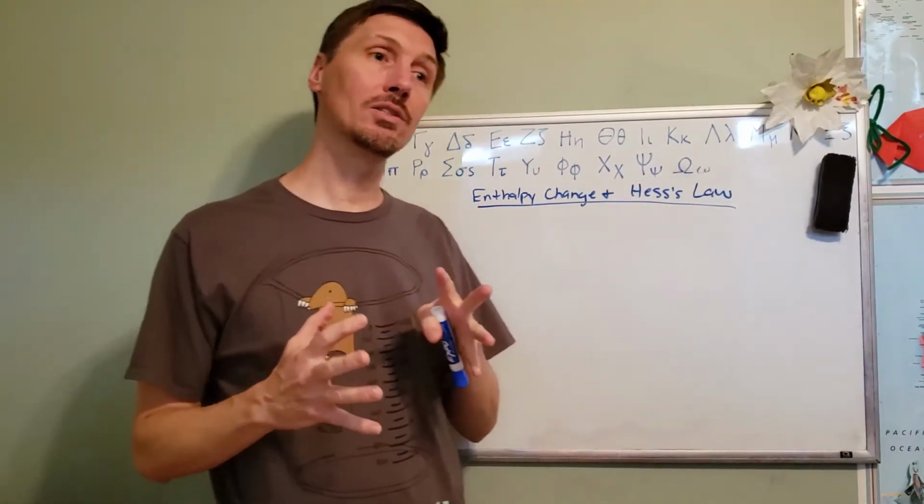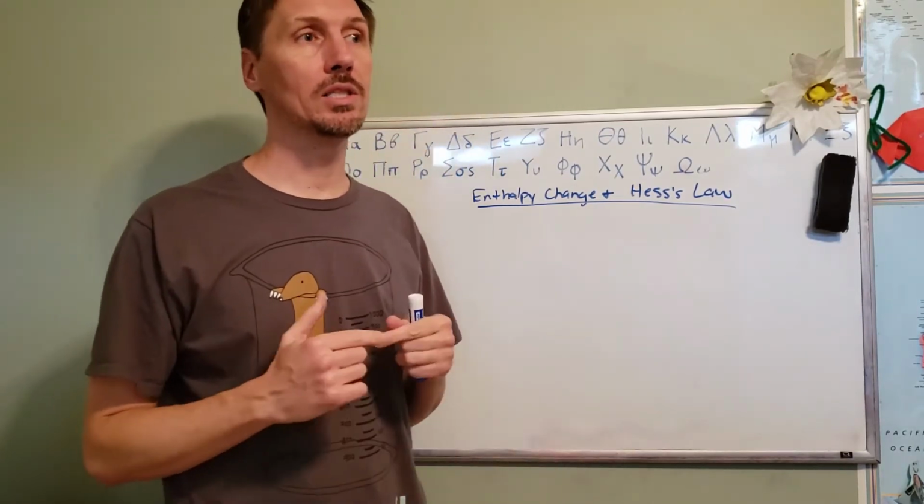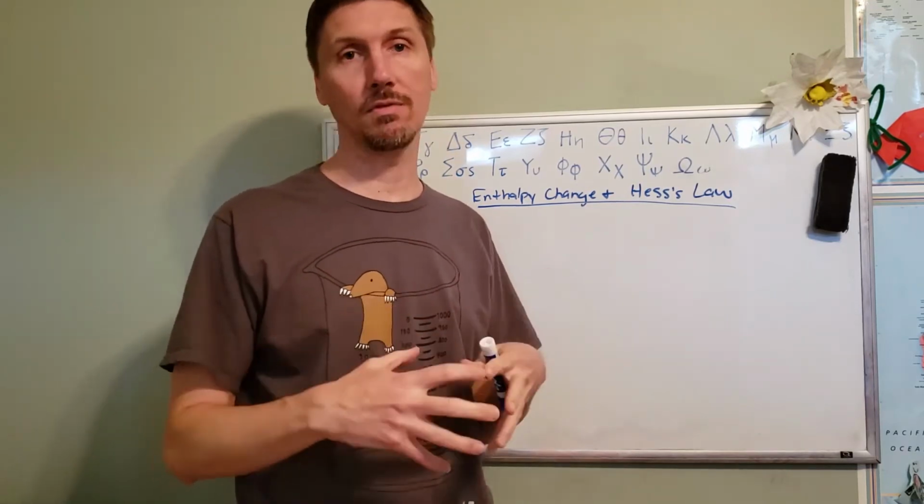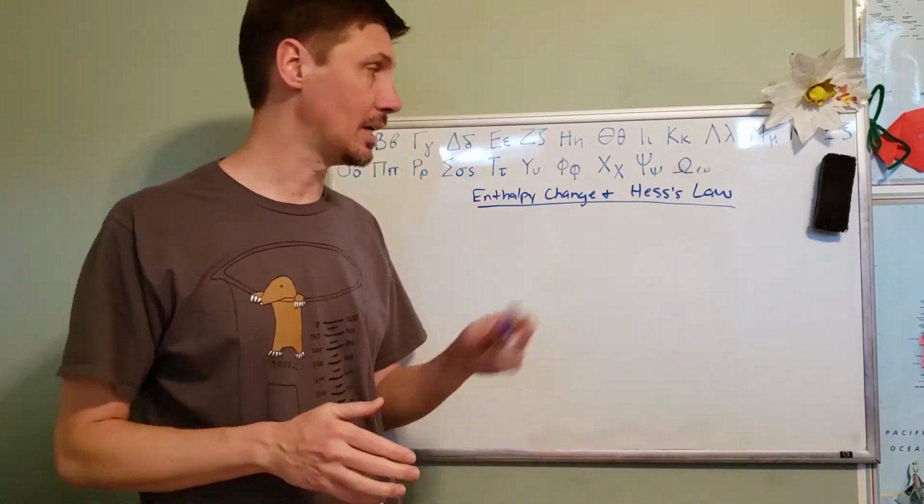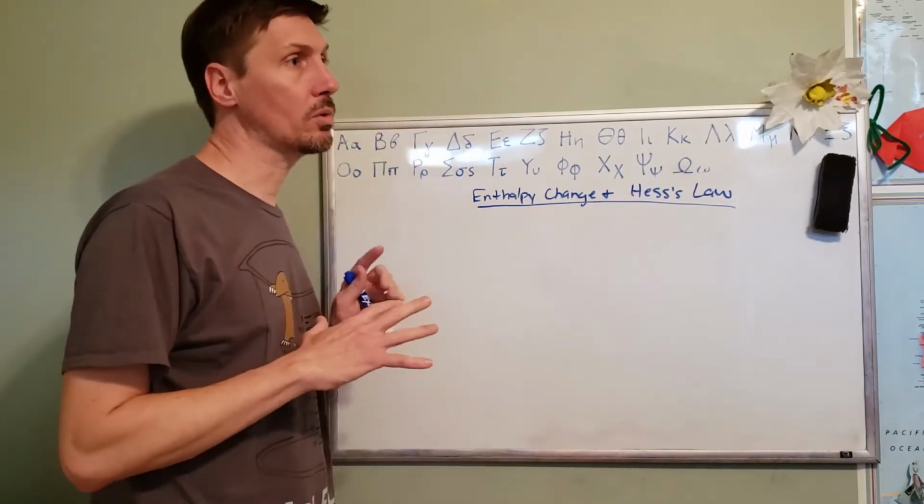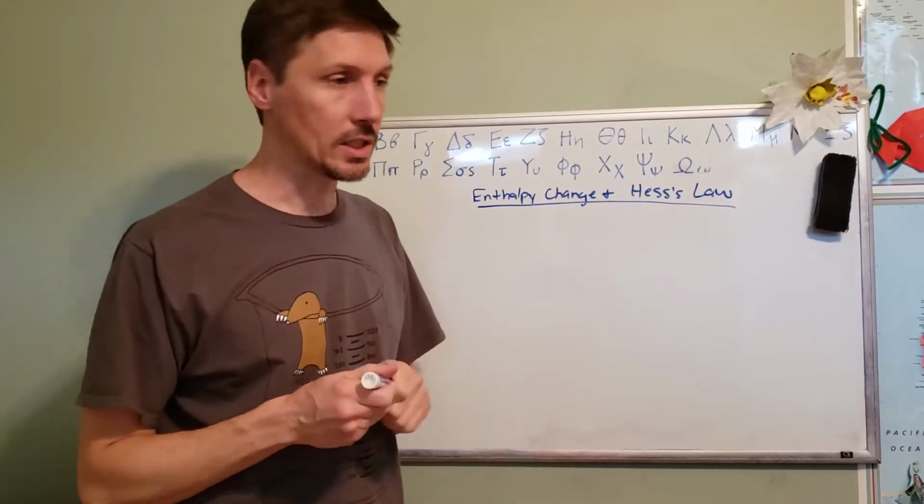The reason bond energies is not the most accurate way is because the bond energy values that we have do not take the phase of a substance into account. Hess's law does. So let's talk about that a little bit. First, in order to discuss Hess's law, we need to understand the definition of a state function.